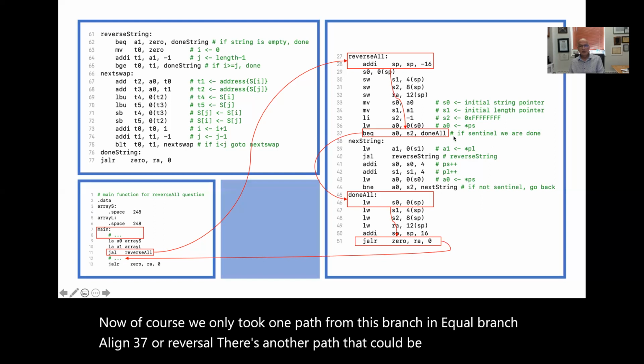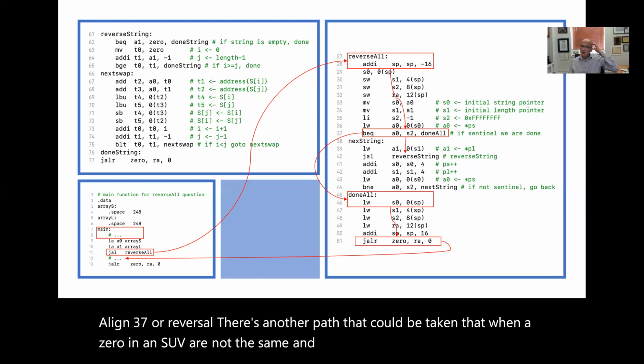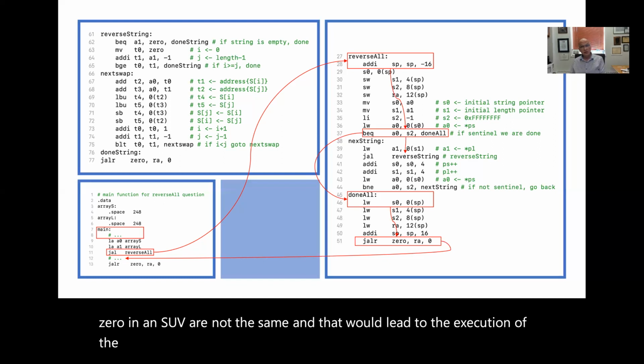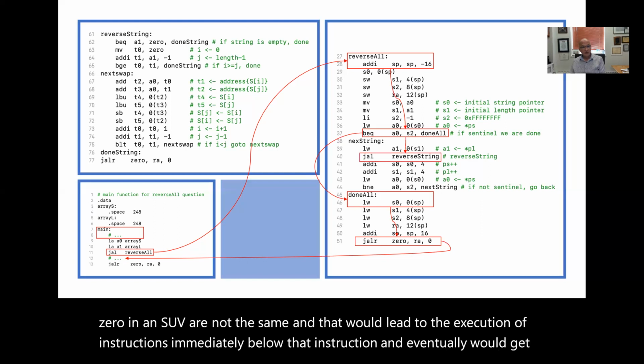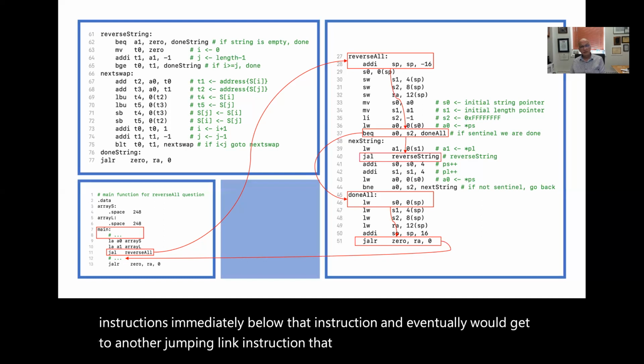That's when A0 and S2 are not the same. And that would lead to the execution of the instructions immediately below that instruction. And eventually we'll get to another jump and link instruction. That is the jump and link to the reverse string function.